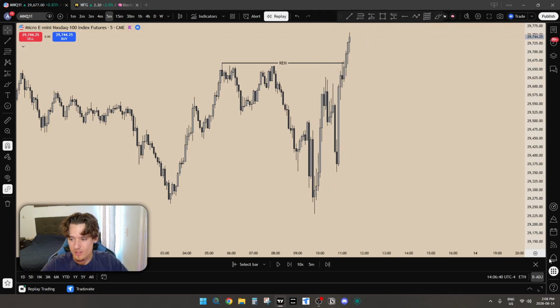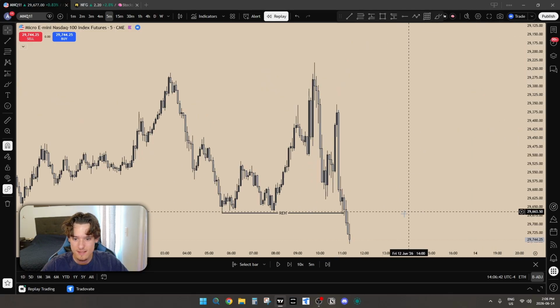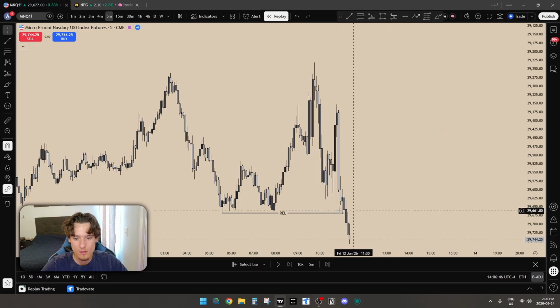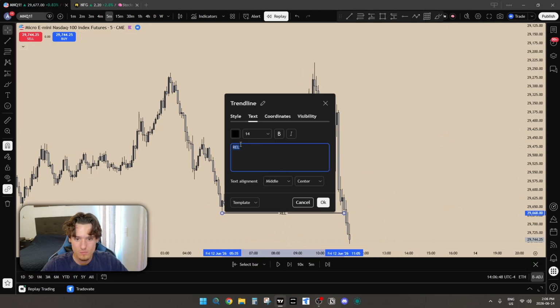Now, if positions were reversed, it's the same exact thing. Now, this would just be relative equal lows. This is relative equal lows.